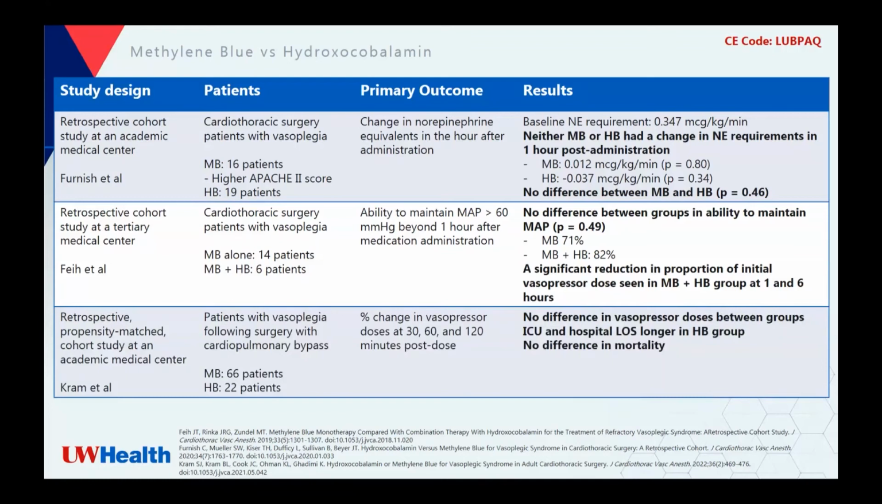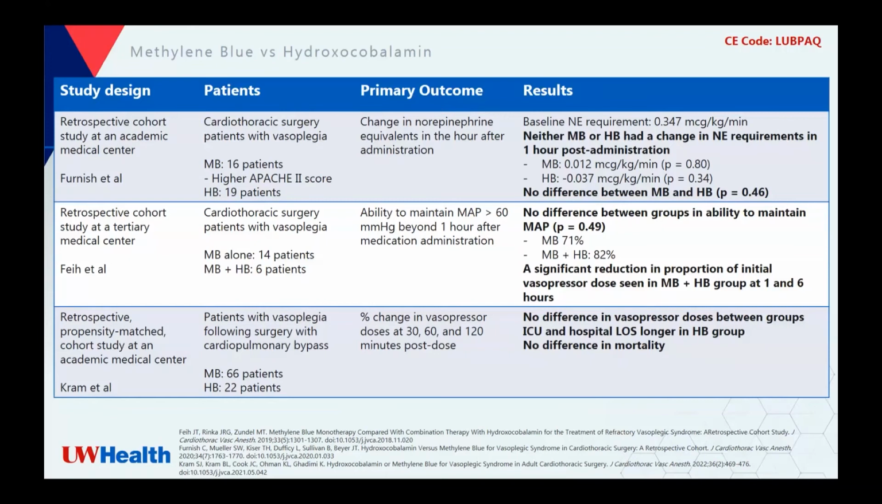The last study we'll discuss that compares methylene blue to hydroxocobalamin is another retrospective propensity-matched cohort study at an academic medical center. They analyzed 66 patients who got methylene blue and 22 patients who got hydroxocobalamin. Again, their primary outcome was change in vasopressor dose at 30, 60, and 120 minutes post-dose. And they found, similarly to the others, no difference in vasopressor dose between the groups.